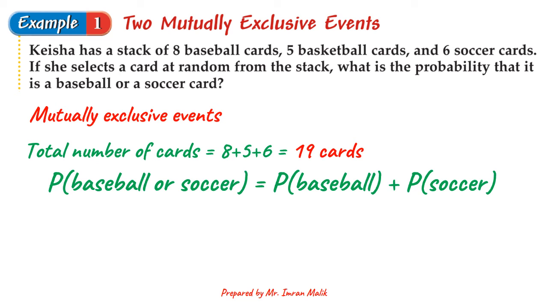Since there are 8 baseball cards and 6 soccer cards, the probability of each of them would be 8 out of 19 and 6 out of 19 respectively. Adding both probabilities, we get 8 out of 19 plus 6 out of 19 equals 14 out of 19. So the probability that Keisha selects a baseball or a soccer card is 14 out of 19.